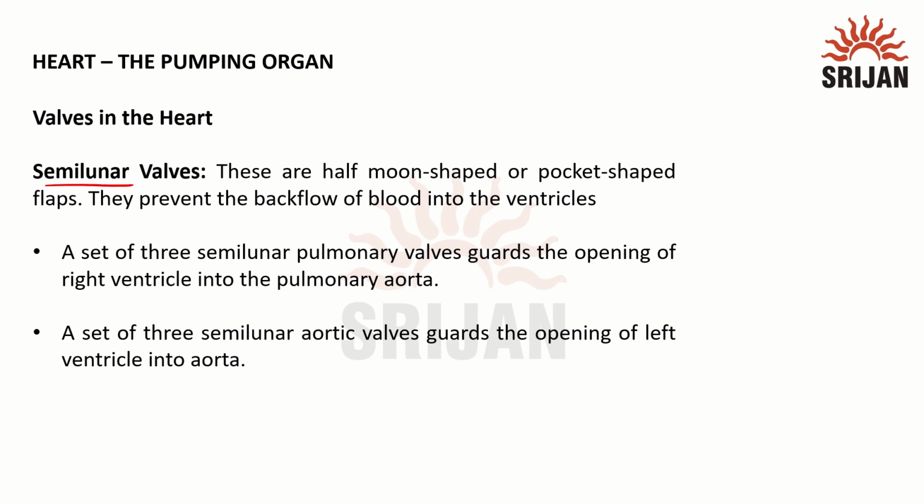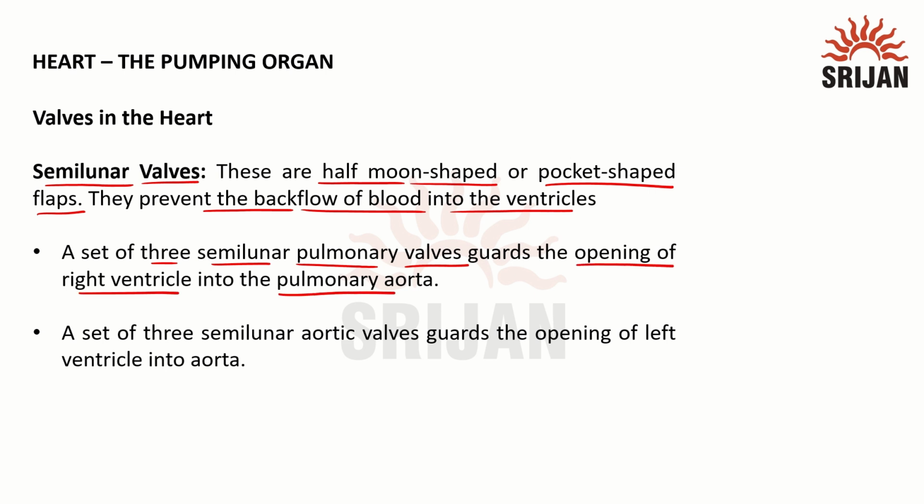Next, we have semilunar valves. These are half moon shaped or pocket shaped flaps. They prevent the backflow of blood into the ventricles. Now, we have two locations where semilunar valves are found. First we have a set of three semilunar pulmonary valves guarding the opening of right ventricle into the pulmonary aorta, and a set of three semilunar aortic valves guarding the opening of left ventricle into the aorta. So basic function of valve is to prevent backflow of blood.